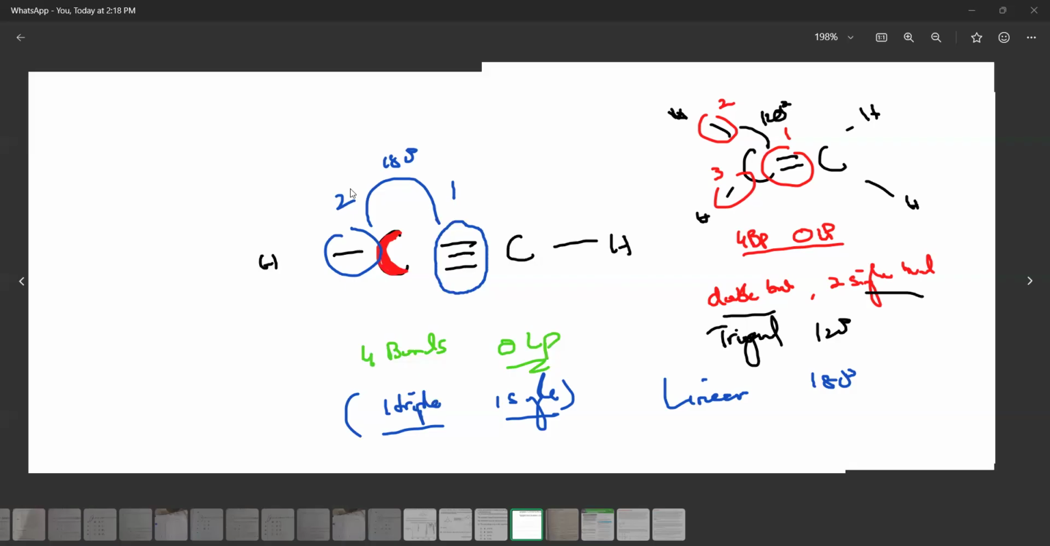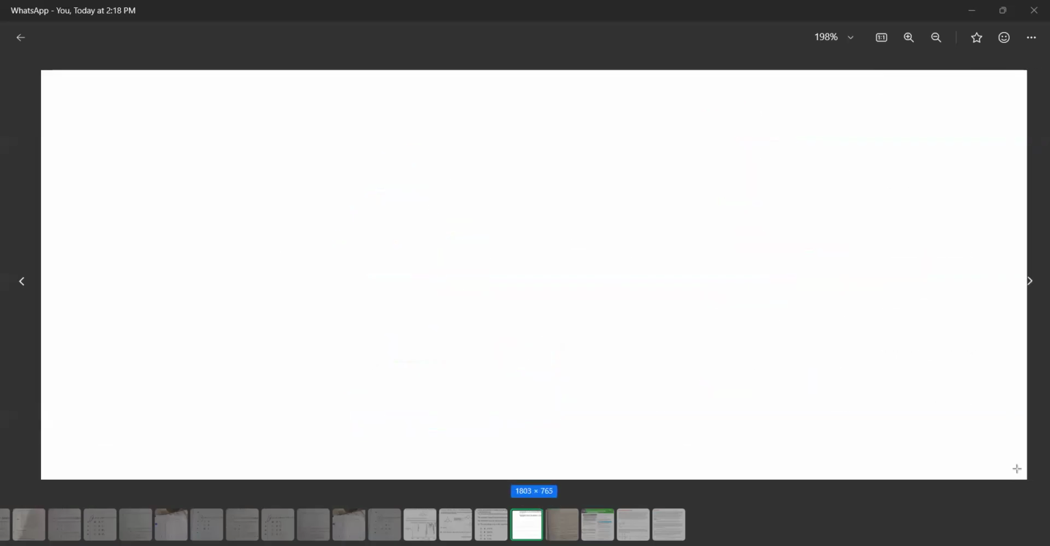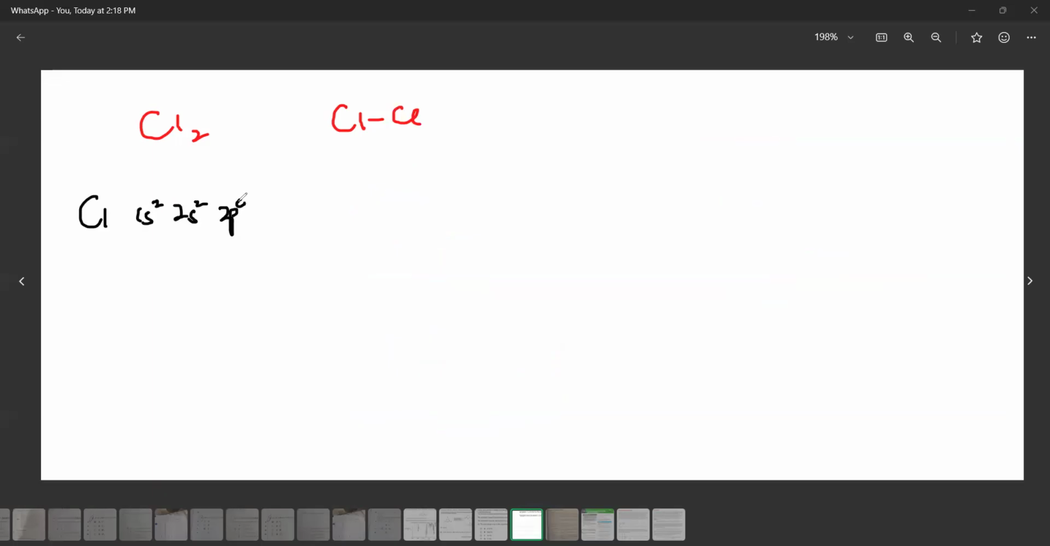And when we draw, showing the overlapping of the orbitals, like sigma and pi bonds, if we have O2, oxygen is there, or for Cl, we have Cl2. Cl2 means chlorine single bonded with chlorine. When we write the configuration of a single chlorine atom, it is 1s2, 2s2, 2p6, 3s2, 3p5, because chlorine belongs to group 7 and there are 17 electrons.